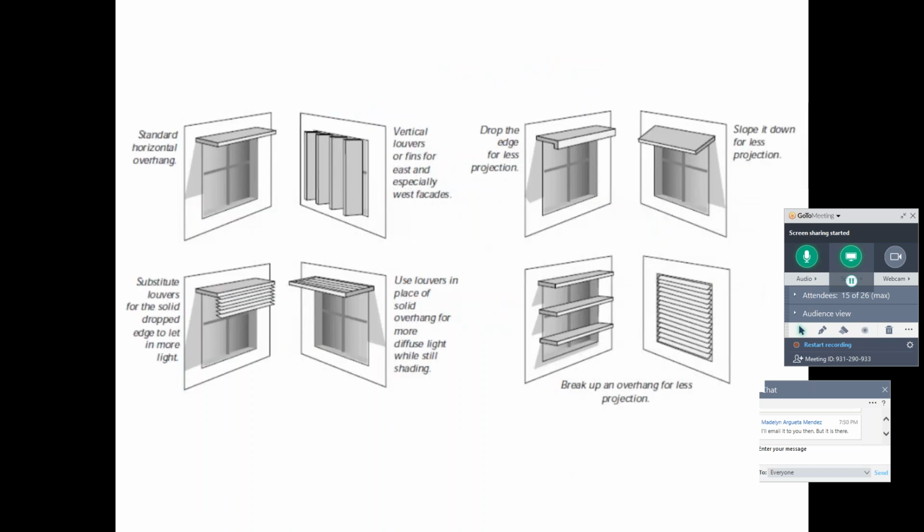So here's more examples as promised on the last slide. We have horizontal overhang that could protect. We have louvers that can drop. Louvers that it's just louvered from the top. It's not like it goes up or down. It's just slitted. Vertical louvers or fins, east and especially west facades, those are good for.